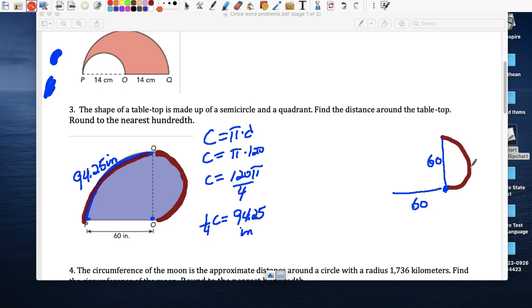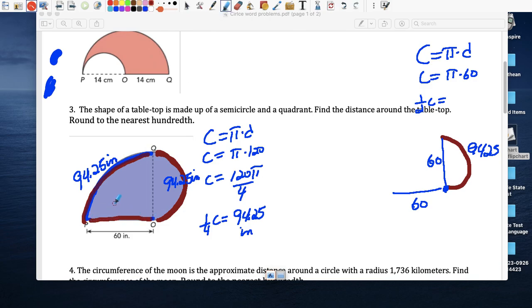So for this red half a circumference, we're going to use C equals pi d. C equals pi times 60, but I'm only interested in half the circumference, not the whole circle. So we're going to do 60 times pi, enter, and then divide that by 2. We're going to get that this is also 94.25. So this section right here is 94.25 inches, rounded. And then we have this last stretch here, which we already know is 60.